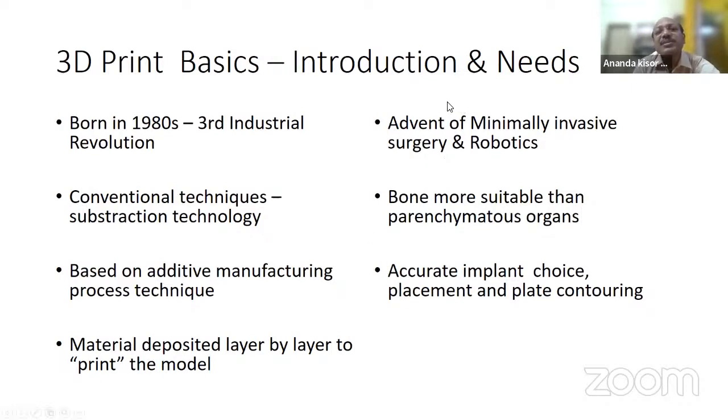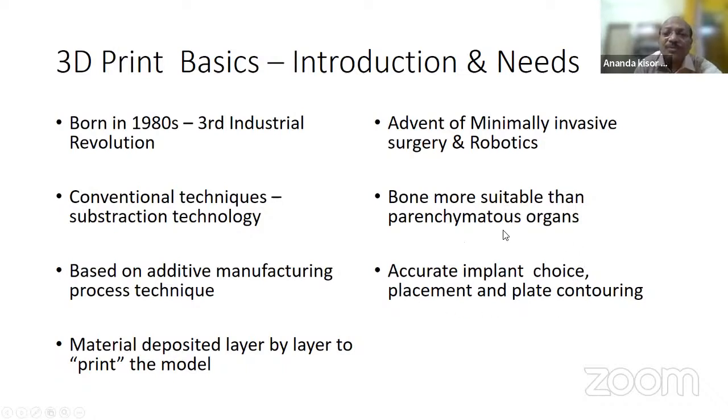Why is it required? What is the basic need? Because of the advent of minimally invasive surgery and robotics, which require precision. So for precise surgery and minimally invasive surgery, this 3D printing has come. Next, most important, bone is more suitable than the parenchymatous organs. That is why 3D printing is used for preparation of the bone model much more accurately than the soft tissue model.